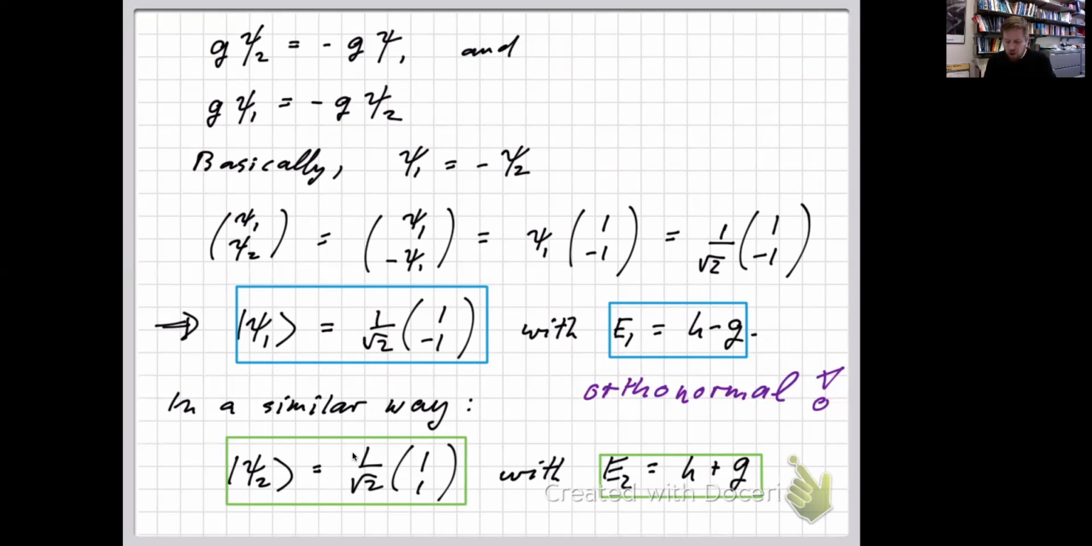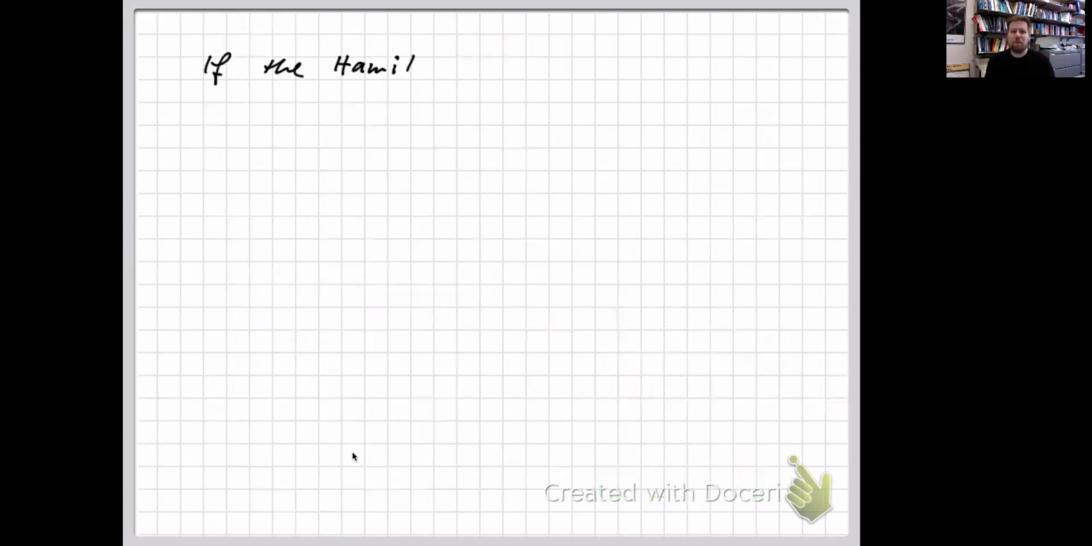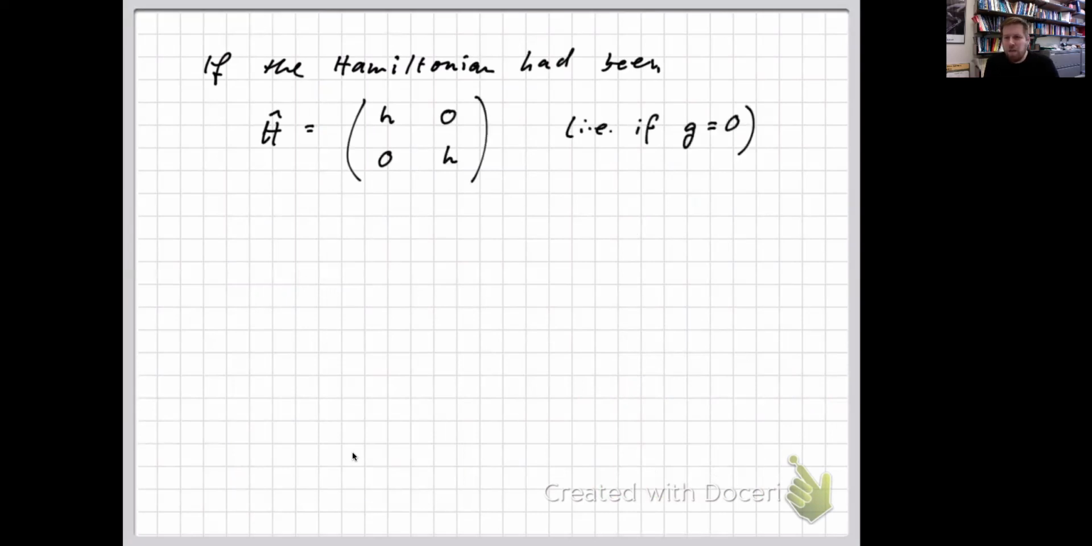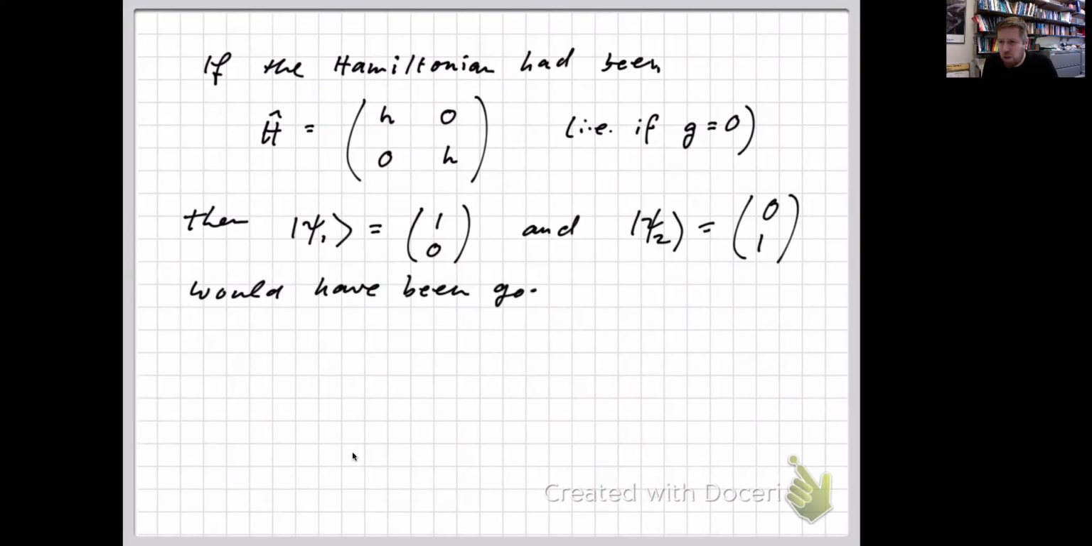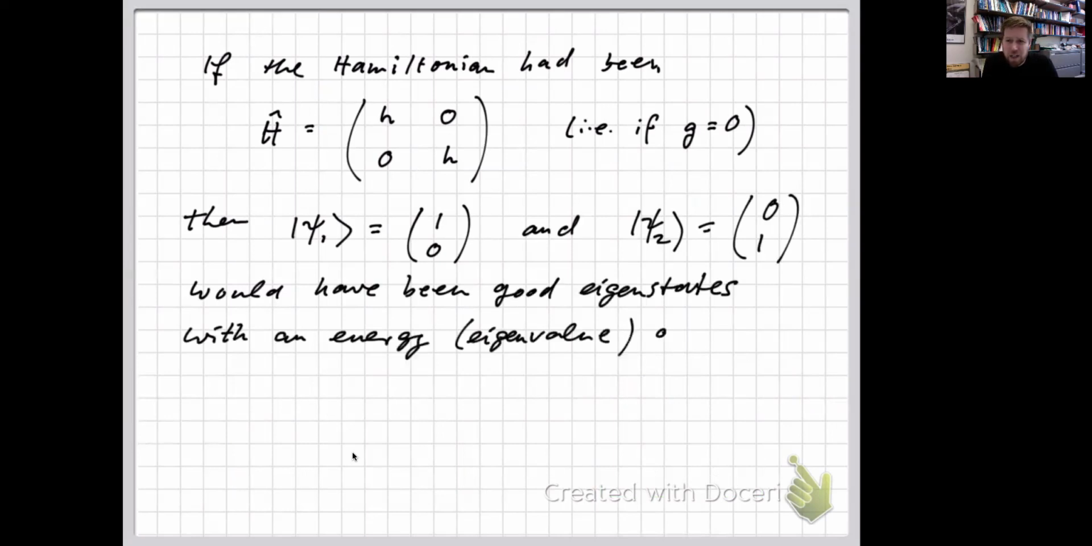So what does it all mean physically? To answer that, we can first ask: what if the Hamiltonian had just the diagonal entries and none of the off-diagonal entries? What would have happened if G were 0? Then you can very quickly convince yourself that these two states, (1, 0) and (0, 1), would have been perfectly good eigenstates.